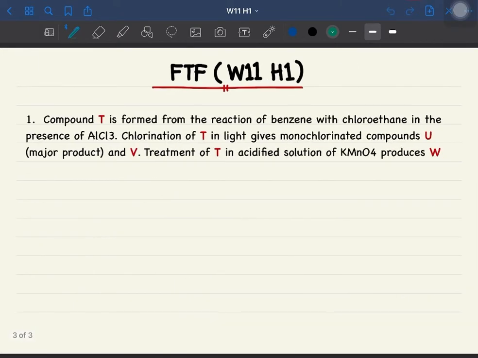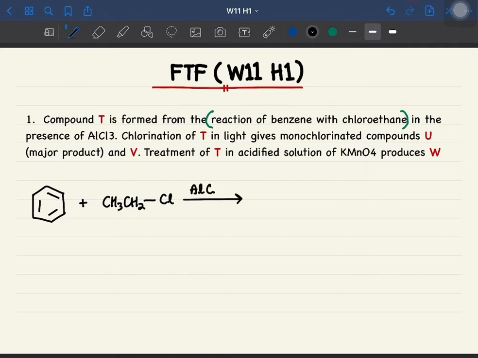For face-to-face questions, you are given a question with massive information, then you need to extract it one by one. So compound T is formed from the reaction of benzene with chloroethane. You need to first write the reactions. We have benzene, and then we're going to react it with chloroethane, which means we have 2 carbons, CH3, CH2, and then we have Cl attached to it in the presence of AlCl3. So we know that this is Friedel-Crafts alkylation. We're going to have our T compound.